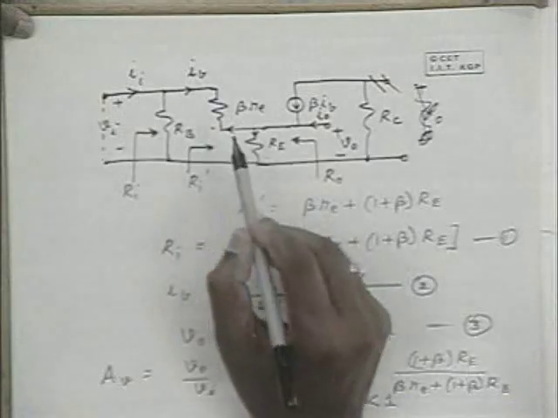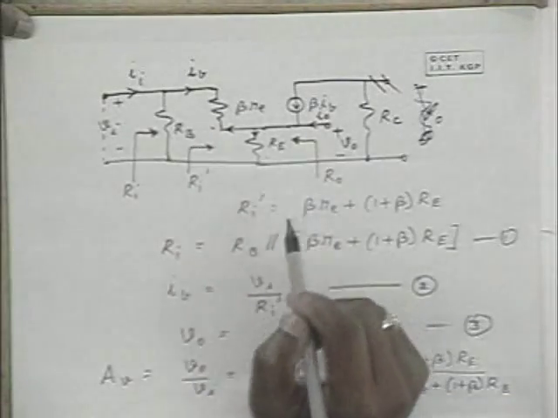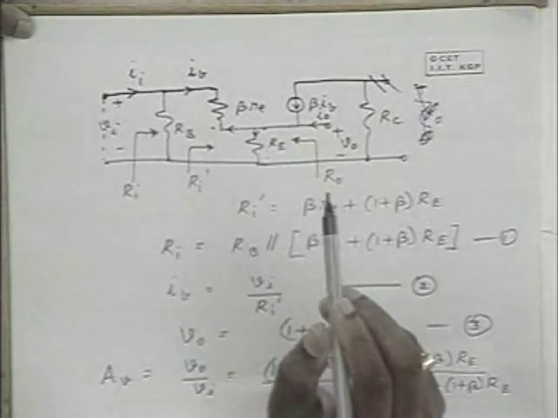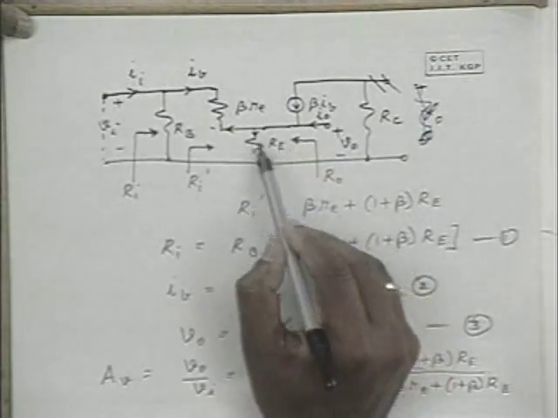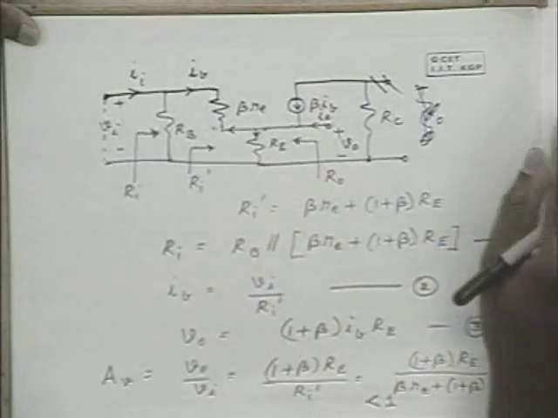So please note that the emitter follower has a voltage gain which is almost unity and current gain which is of the order of 1 plus beta, except for the current division on the input side, and the output impedance is very low, RE in parallel with this small re. So these are the characteristics of an emitter follower amplifier. Any questions?